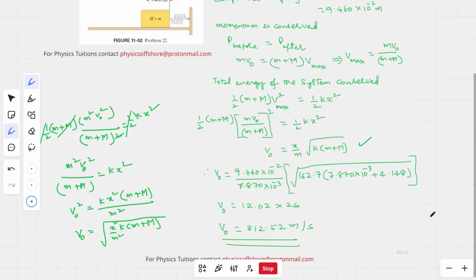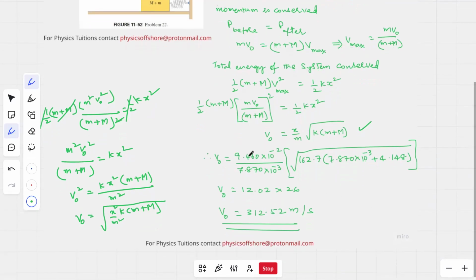And then next, what we have to do is substitute the values. The x value is 9.460 times 10 to the power of minus 2 meters. And then the mass m is 7.870 times 10 to the power of negative 3 kilograms. And then k is equal to 162.7 Newton per meter. And the mass of the wooden block is 4.148 kilograms.